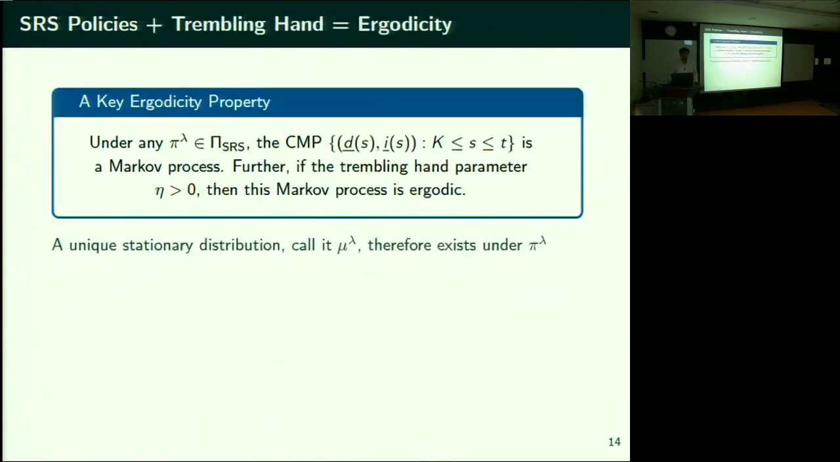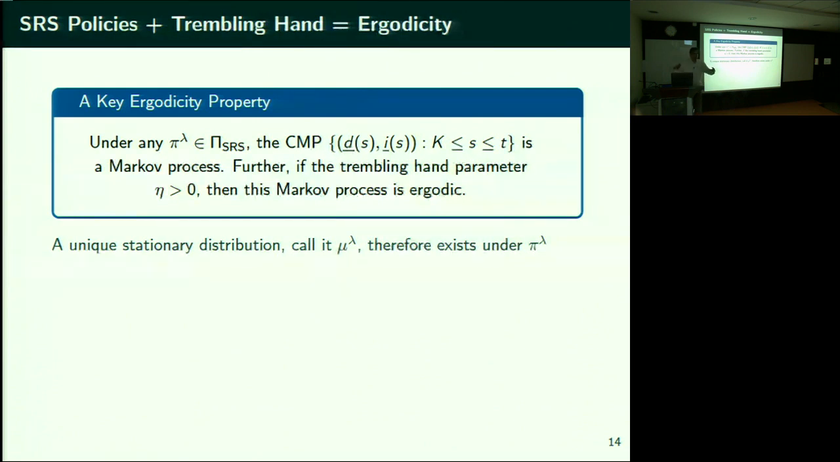The nice property about this trembling hand is the following. Under any SRS policy, I told you that there is a controlled Markov process. Now it's actually a Markov process, because your action is going to depend only on the current state. Your next D_T, I_T is going to depend only on D_{T-1}, I_{T-1}. Further, if the trembling hand parameter is strictly positive, you can show that this Markov process is ergodic. It's irreducible, aperiodic, and positive recurrent. This ergodicity crucially uses the fact that your trembling hand parameter is strictly positive.